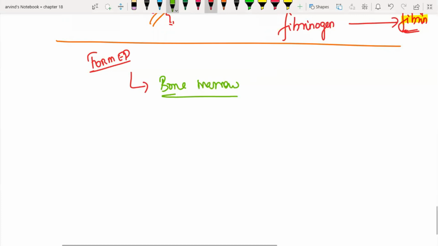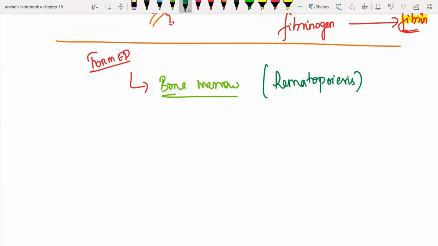And the process of formation of all these formed elements, I generally call it as hematopoiesis. So hemat means blood related cells, poiesis means formation. Okay, hematopoiesis. The formation of RBCs I call as erythropoiesis, WBCs I call as leukopoiesis. So just by the name, I hope you all know the medical terms for RBCs, WBCs, and platelets.